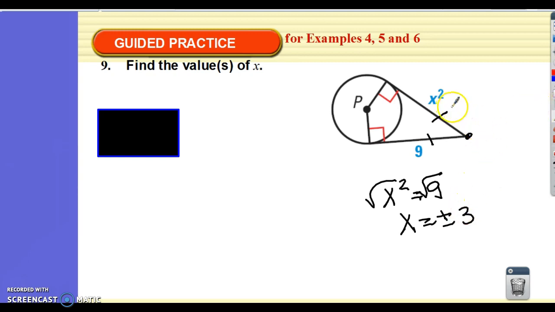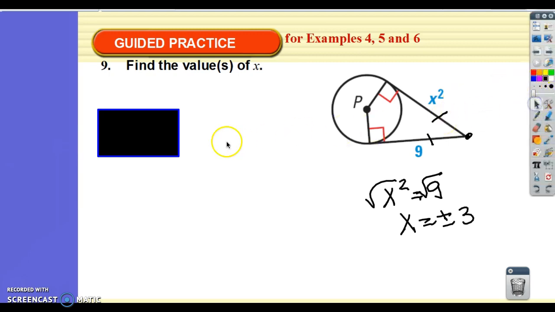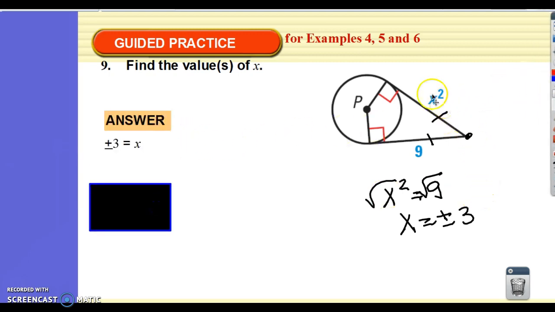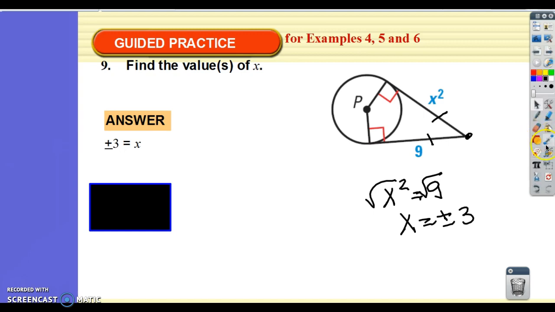Although actually when you plug it in, you're going to get negative 3 squared is 9. So it actually will work. Positive and negative 3 both are solutions, because negative 3 squared is going to give you positive 9, and 3 squared is going to give you positive 9. So you actually do have both answers, and they're not extraneous.